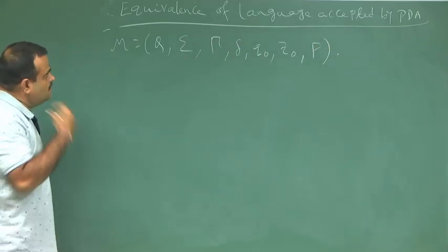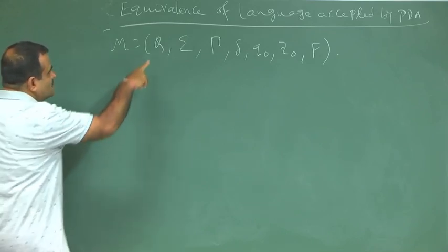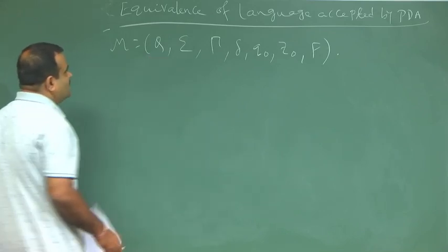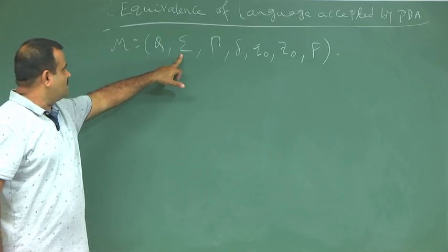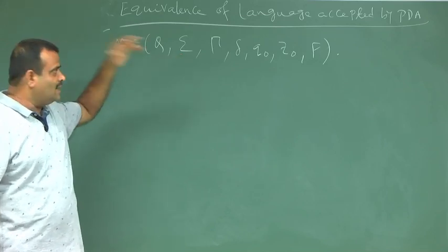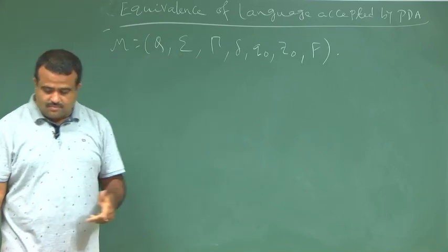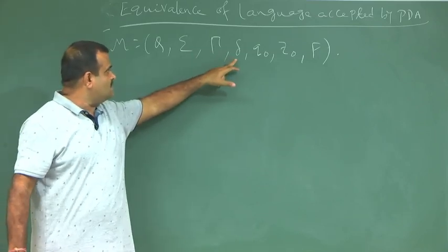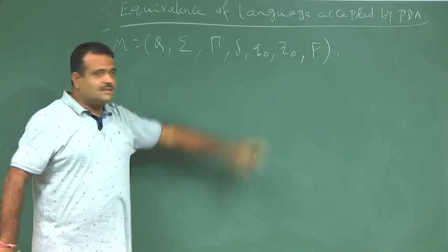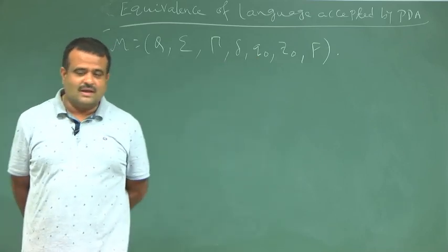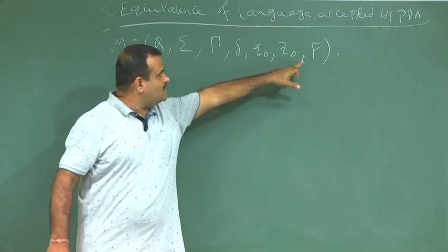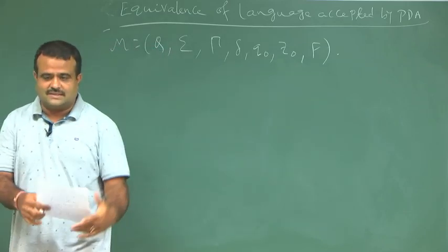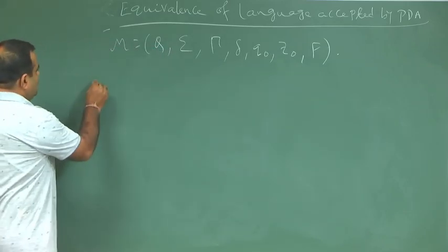Now this is the set of all states, this is the finite set of input alphabets, this is the symbol which we are going to use in the stack basically, and this is the transition rules, this is the starting state q0, this is the starting stack symbol, and this is F, the set of all final states.